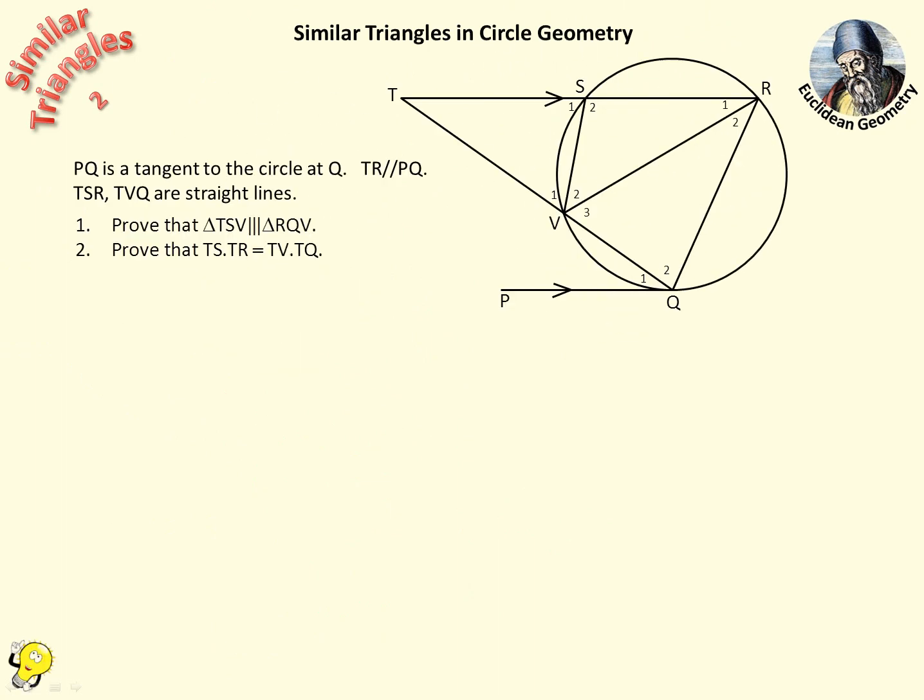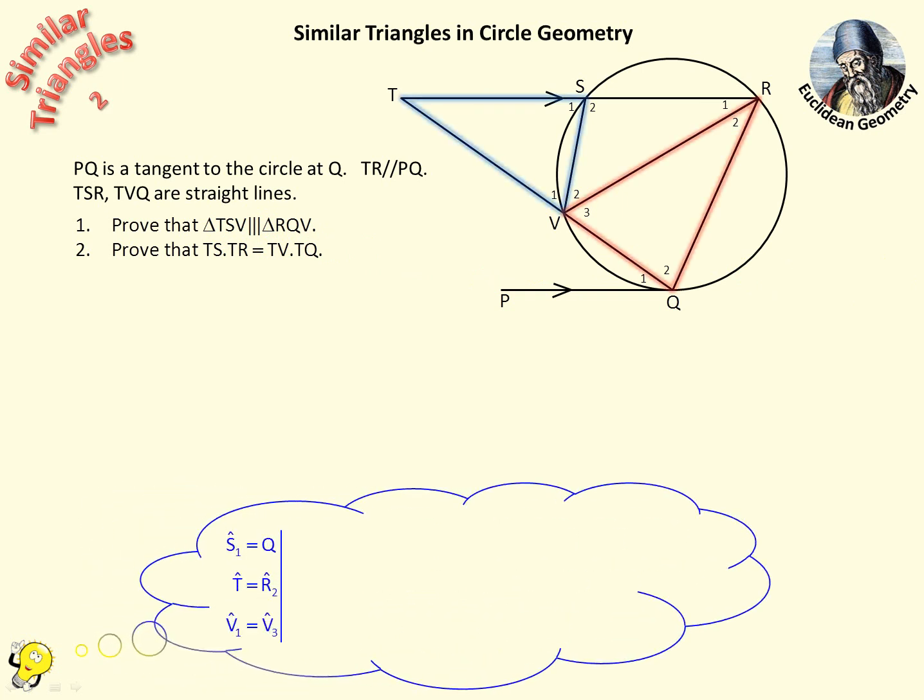Here's our first example. We have a tangent to a circle. We have another line parallel to the tangent. We have all straight lines there, TSR and TVQ, and we have to prove that triangle TSV is similar to triangle RQV. Now, in order to prove them similar, what I do is I always look at those triangles and I say, well, which angles would probably have to be equal to one another?